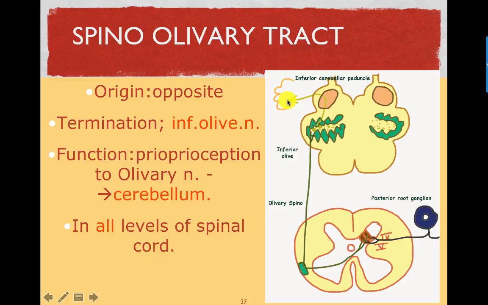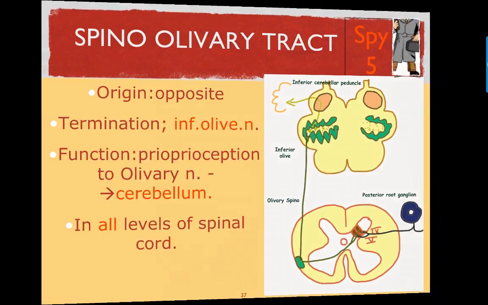Here it is present in all the levels, as these fibers are present in all the levels, while the dorsal spinocerebellar was in all the levels except the lumbar below L2, and the ventral spinocerebellar in all the levels, and this one is also present in all the levels. So it carries the proprioception from all the body, from the opposite side, because it is a crossed tract, to the cerebellum. Now it is the last one in the unconscious proprioception.